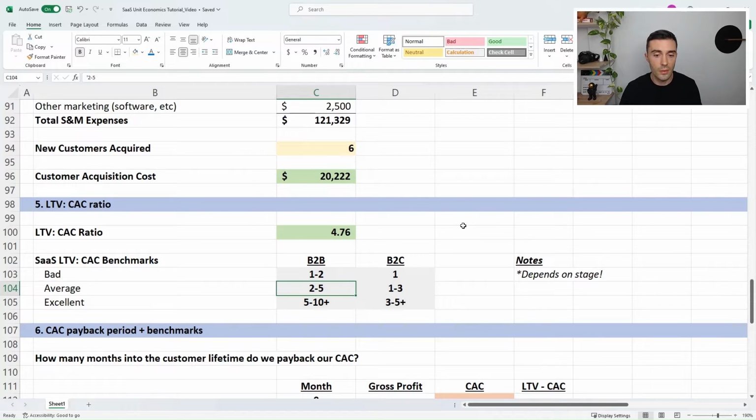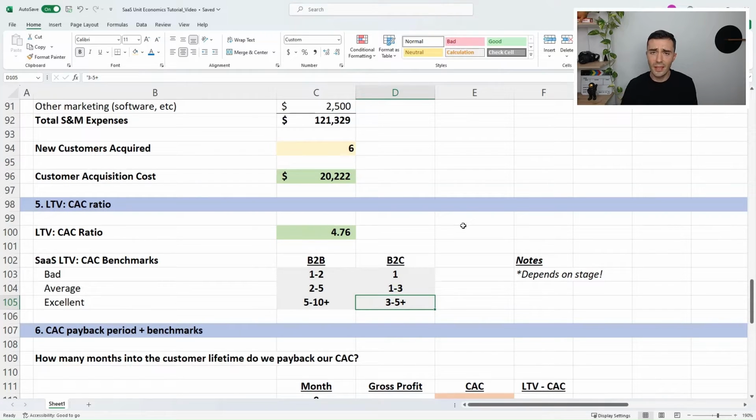Average for B2B is sort of the 2 to 5 range. That's pretty good, decent. B2C is more of the 1 to 3 range. And then excellent LTV to CAC ratios for B2B SaaS is 5 to 10+. And then B2C is more of the 3 to 5 range. There's exceptional companies that have really, really high ratios outside these ranges as well. And the later stage a company is, the higher the ratio should be. If a company is in its first year or whatever, a lot of times these benchmarks will be a little bit lower. I actually have a video about LTV to CAC benchmarks over the life cycle of a SaaS startup. And so I'll put a link to that video in the description below.